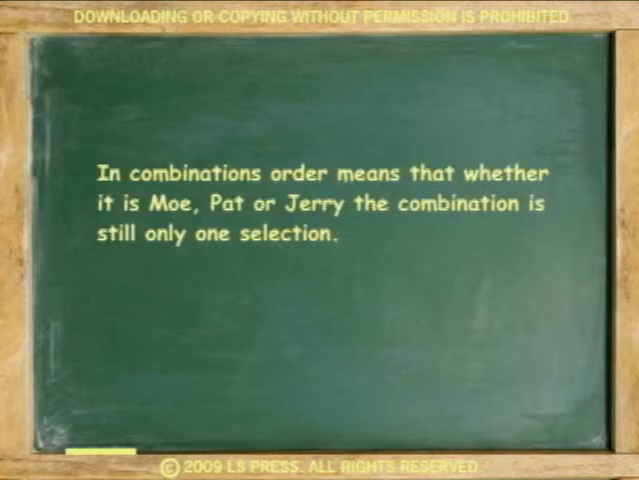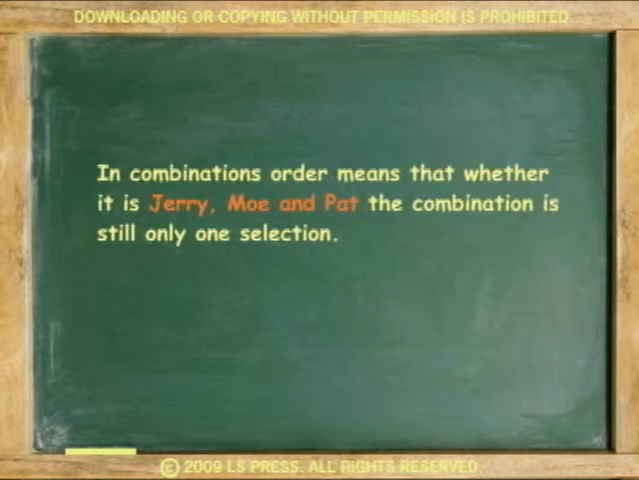By order, it is meant that selecting, for example, 3 students for a task, the order would be Mo, Pat, and Jerry, or Jerry, Mo, and Pat, or Pat, Jerry, and Mo.